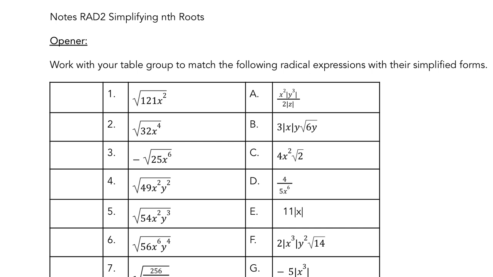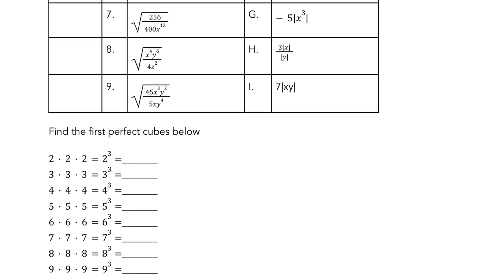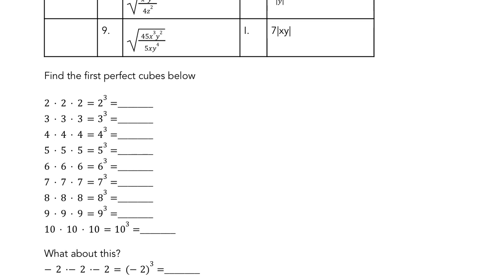Today we are going to be simplifying higher ordered roots. So last time we talked about simplifying and dealing with square roots, but we were just focusing on the number values. Today on our opener, we're going to see some square roots with some variable answers, and I'm asking you to do some matching. So I'm hoping that will help you, even if you're not really sure what to do. So go ahead and take a few minutes to work with your table group to match the following expressions. And then when you're done, go ahead and fill in the perfect cubes below. If you need to grab a calculator, you certainly can.